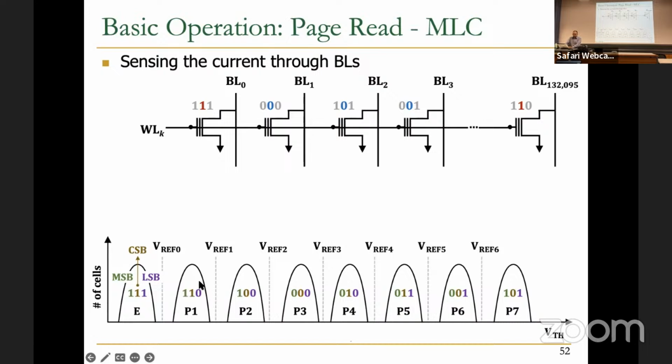So here you can see that we have toggling from P1 to P2, like for the CSP. 1 gets to 0, meaning that VREF 1 is something important for me because that shows some toggling. VREF 0 is also important because you see a toggle 0 to 1, and VREF 5 is also important. Other reference voltages are not important for reading CSP.